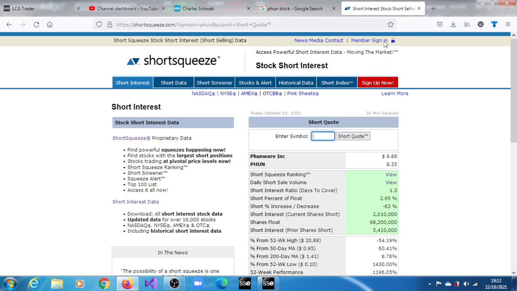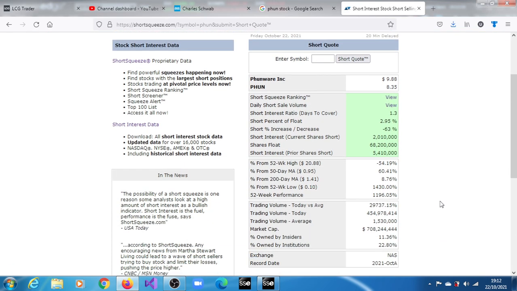I think there's a slight increase here, 2.95%. It's a slight increase. Okay, the market cap is now 708 million.